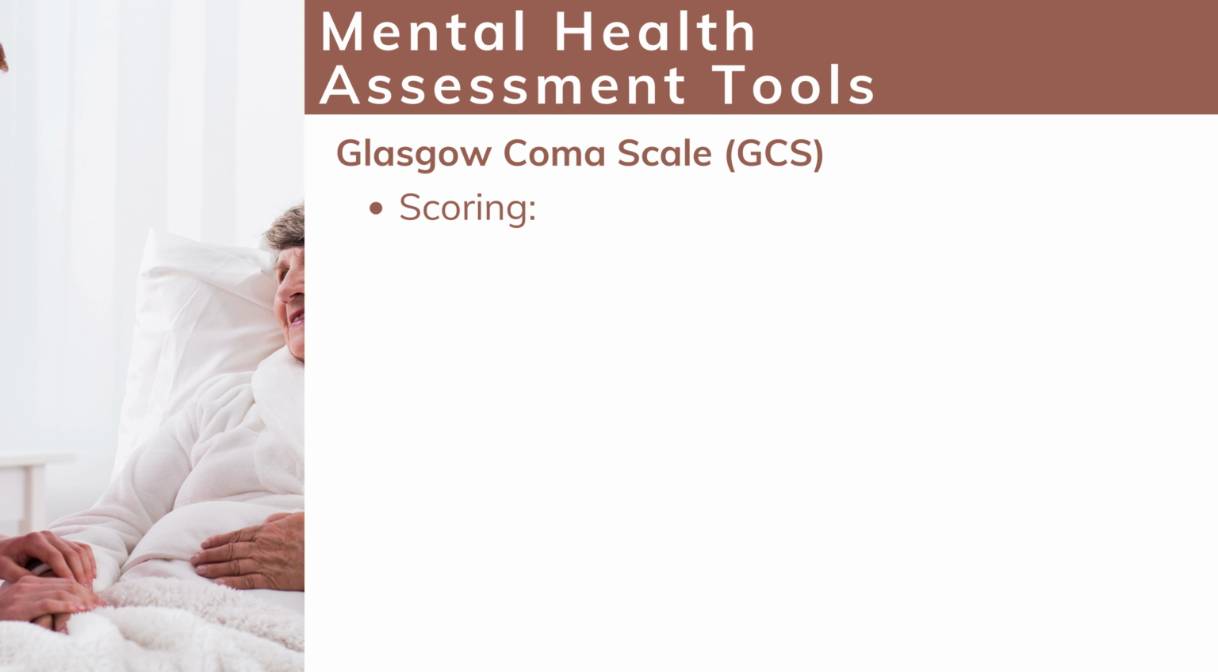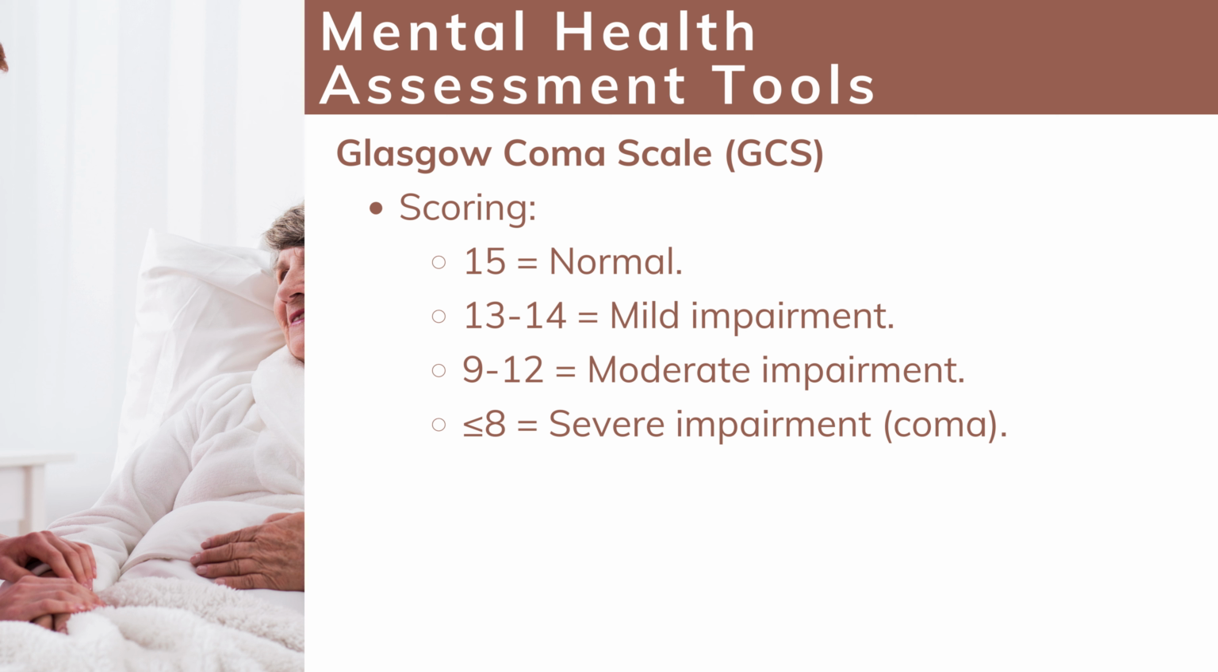The total GCS score ranges from 3 to 15 with the following interpretations. A score of 15 means normal level of consciousness. 13 to 14, mild impairment, such as possible confusion or disorientation. 9 to 12, moderate impairment. There is decreased alertness and inability to follow commands. Less than 8, severe impairment, such as in coma or unconsciousness.